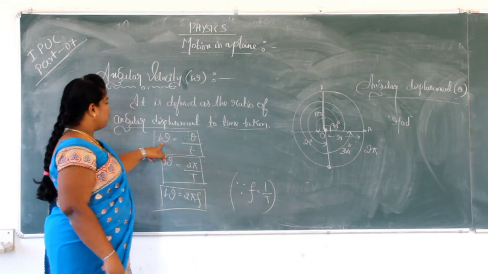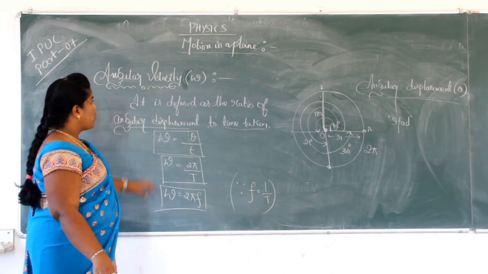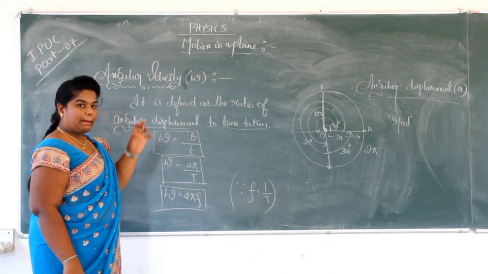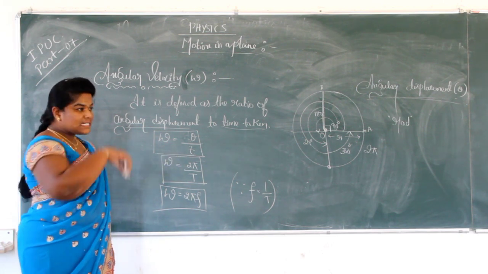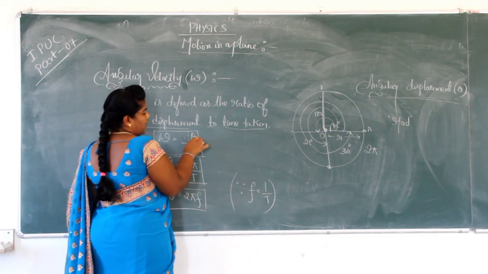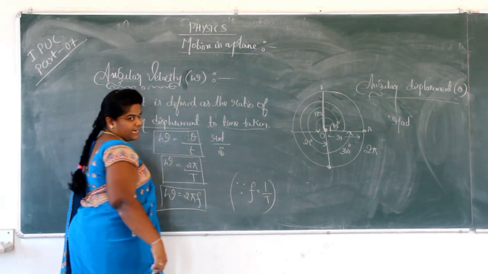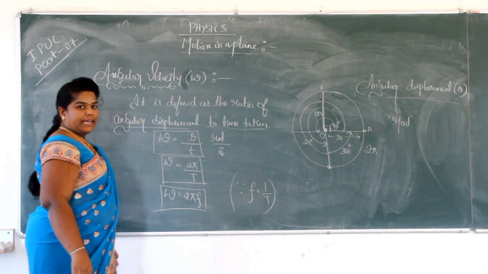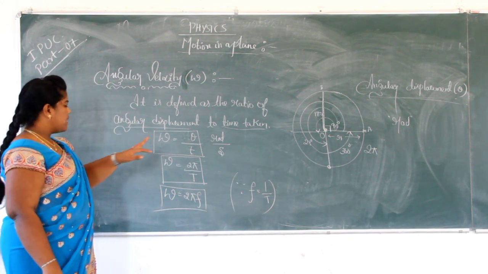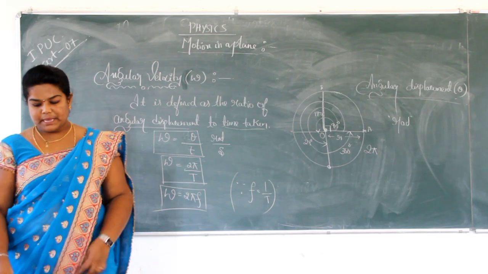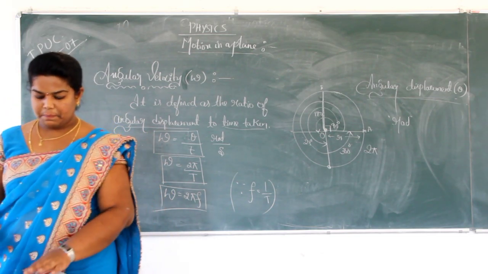Then what is the SI unit for angular velocity? Please be careful. For velocity you easily say meter per second. Here for angular velocity, the SI unit of angular displacement is radian and the SI unit of time is second. So write that down. The SI unit for angular velocity is radian per second. So please be careful, dear students. These are very important terms that you should keep in your mind.